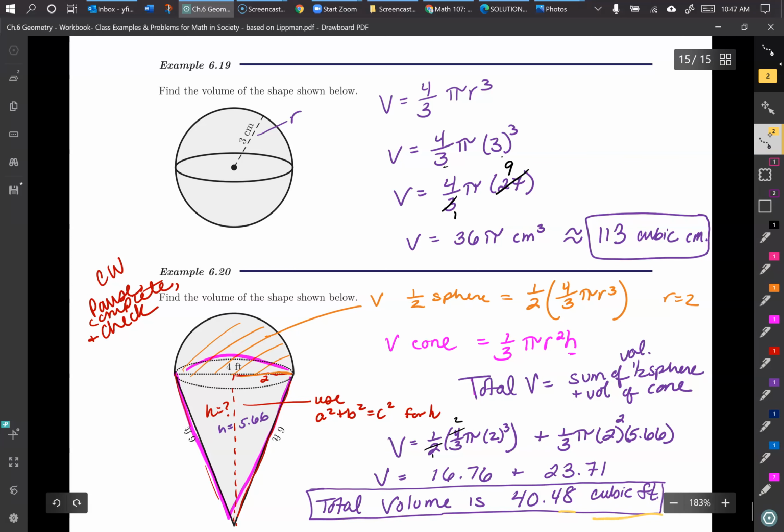Sometimes I ask you to round a couple places, sometimes just to the nearest whole number. So it depends. So I'm just kind of mixing up how I do that. So your instructions should be specific in My Open Math or on a test. If it's not, in general, just go 2 places out.